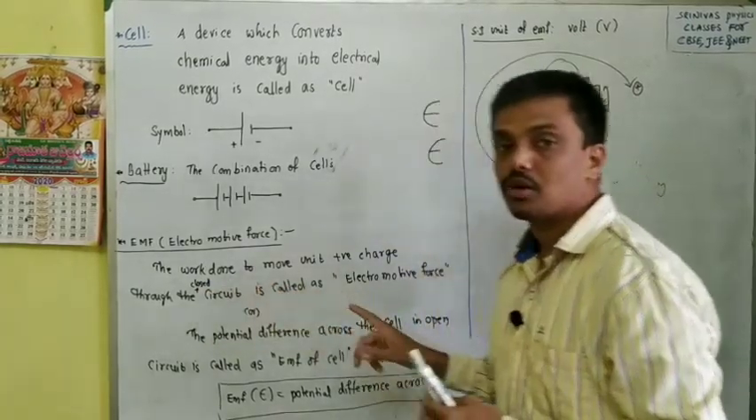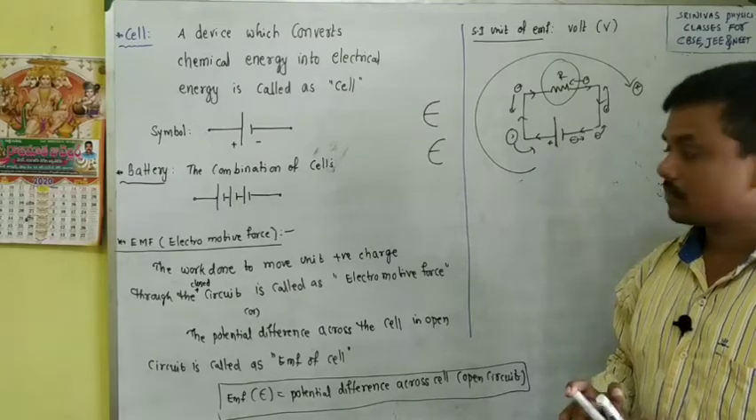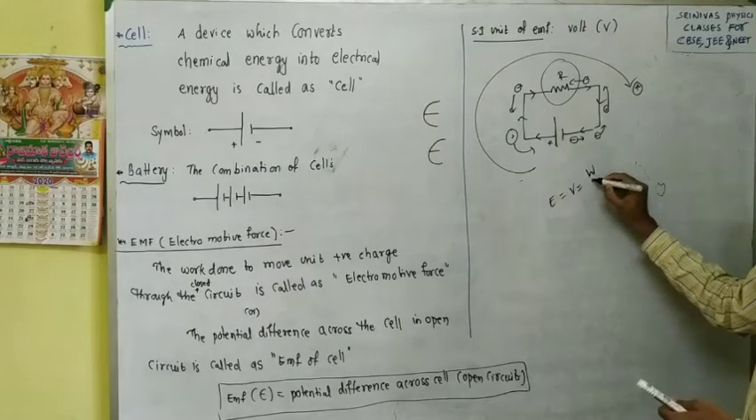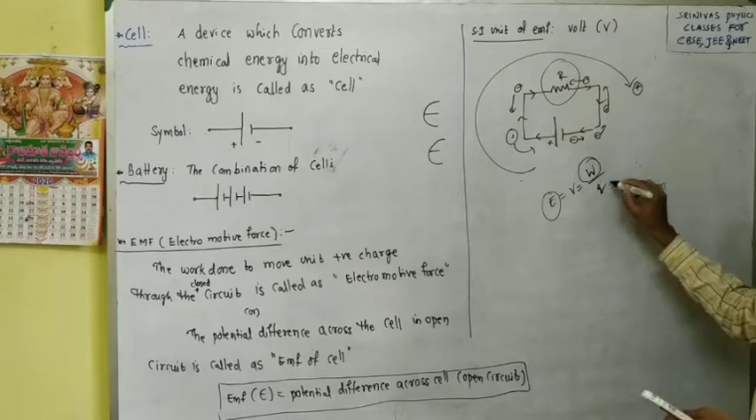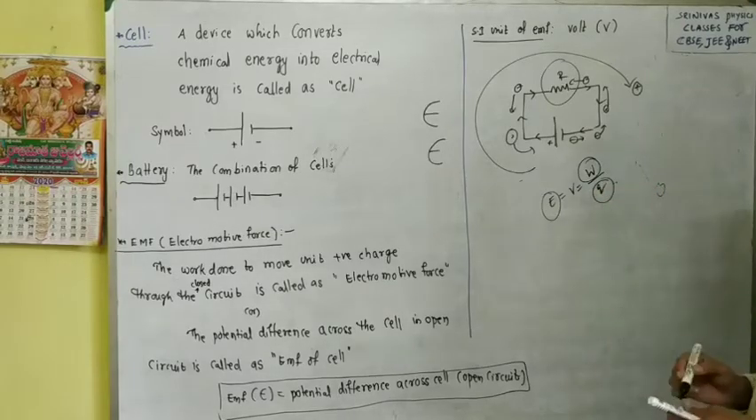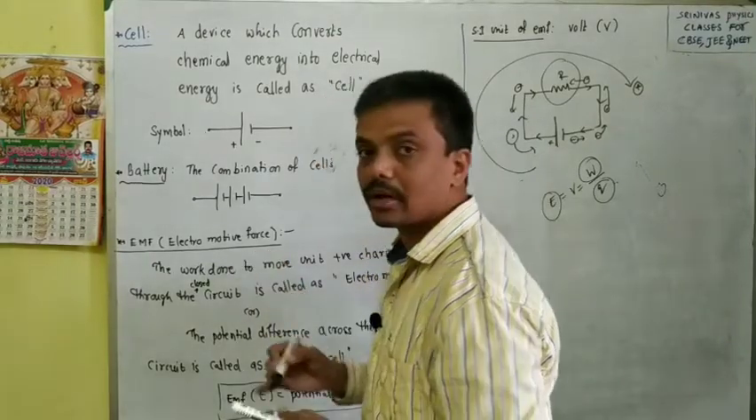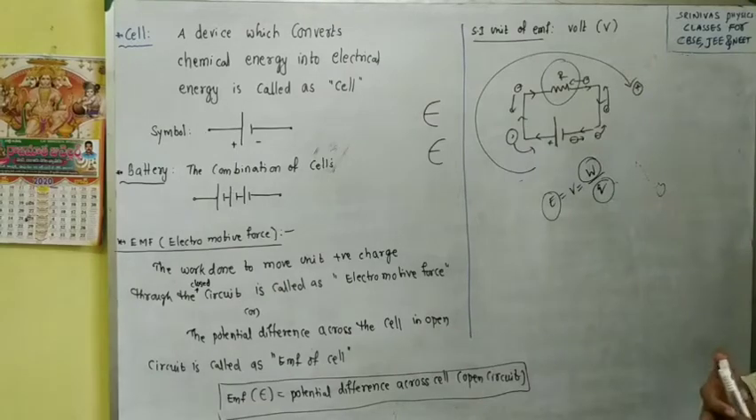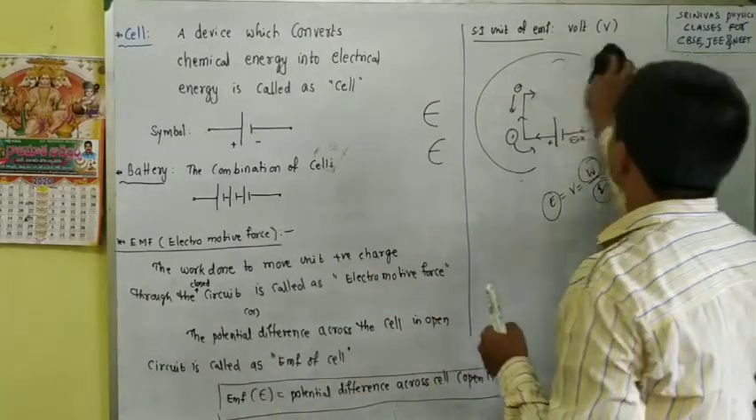The battery is doing some work to move the charge through the circuit. That work done is called as EMF. EMF is nothing but potential difference. Potential difference is nothing but work by charge. So EMF we can write as work done to move unit positive charge. Work done by whom? Work done by the cell. Work done by the cell to move unit positive charge through the circuit is called as EMF of cell. Okay, right. And now this is the EMF.